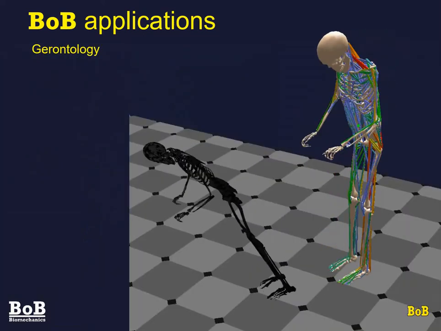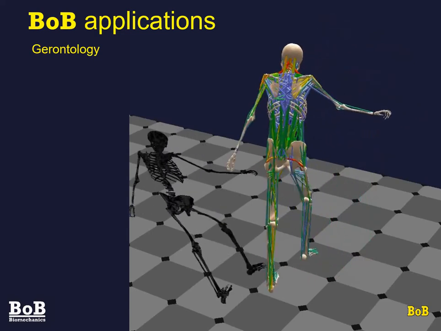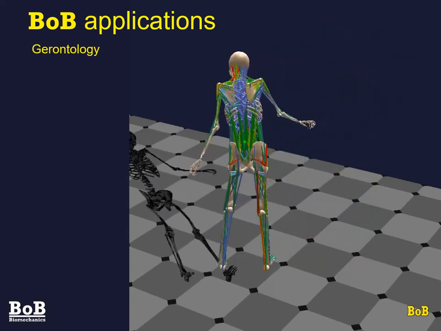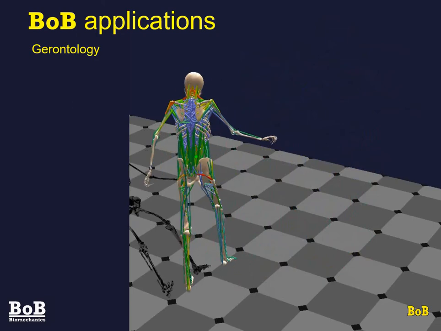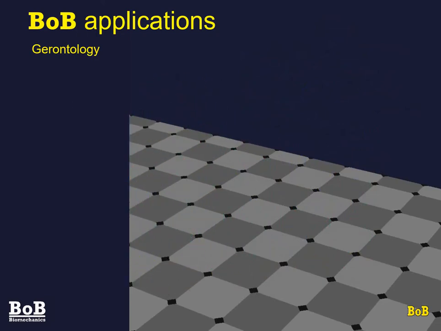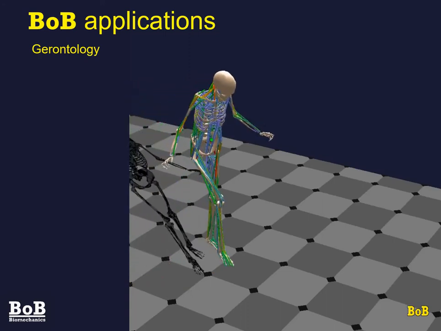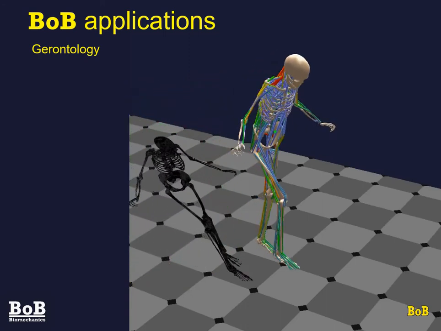BoB is widely used in the study of gerontology, where the loads on the body are particularly important, especially for the more frail person. Therefore, using biomechanical analysis, it's possible to calculate the internal loads and torques that are occurring and ensure that they do not exceed the threshold that the body can withstand.